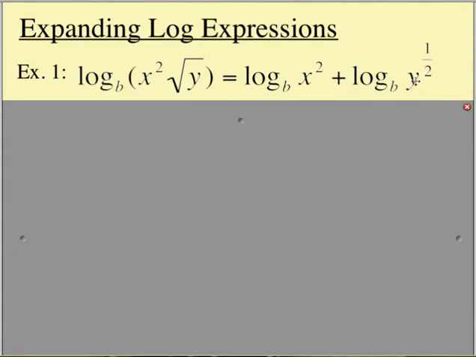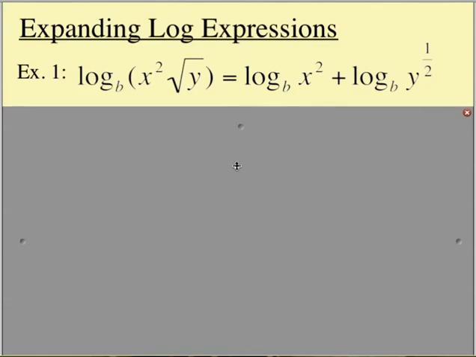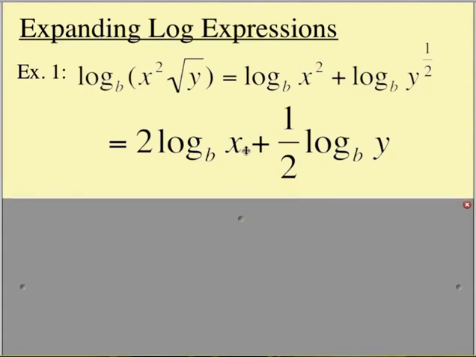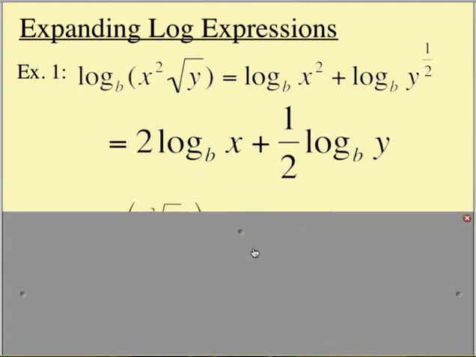notice I changed my square root of y to the 1/2 power, and I did that because I want to expand this one step further using the power rule, and those exponents can come out in front. So 2 log base b of x plus 1/2 log base b of y.